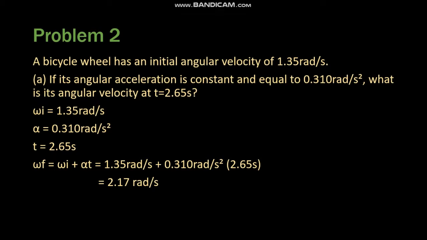Since it's initial, it's omega sub i equals 1.35 radians per second. So this is your initial angular velocity. We list it down, and then the angular acceleration is constant and equals 0.310 radians per second squared. The symbol for angular acceleration is alpha. So we list that down.